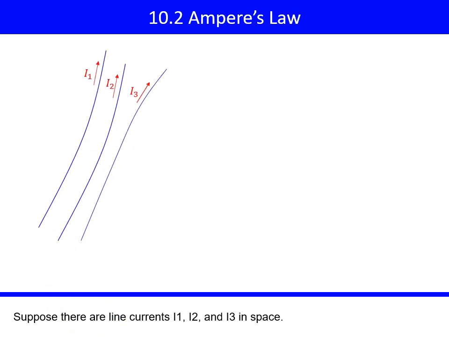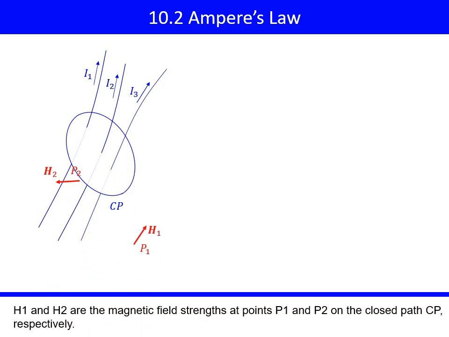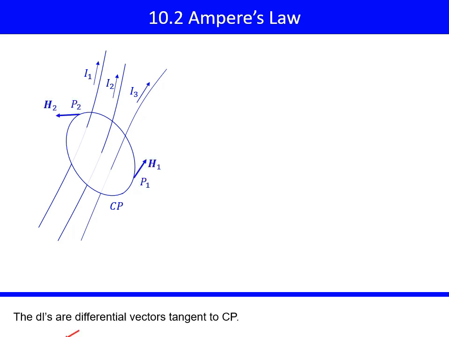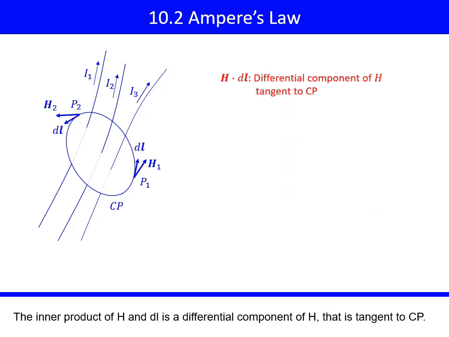Suppose there are line currents I1, I2, and I3 in space, and a closed path CP. H1 and H2 are the magnetic field strengths at points P1 and P2 on the closed path CP respectively. The dLs are differential vectors tangent to CP. The inner product of H and dl is a differential component of H that is tangent to CP.